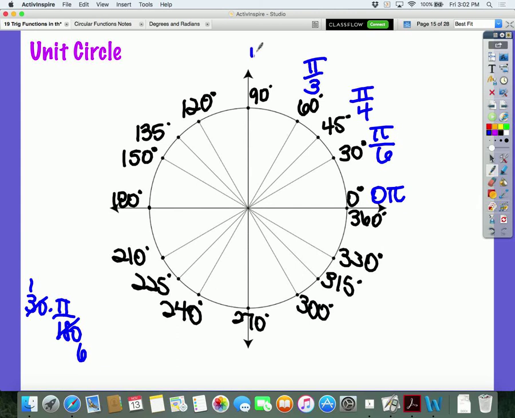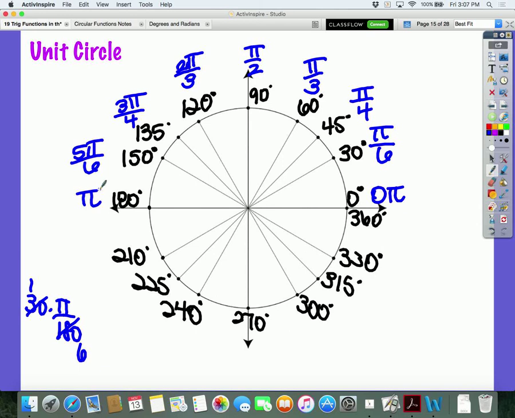Pi over 2. I want you guys to take the next minute, 2 minutes, maybe 3. I want you to keep going, give me the rest of the radians. This one is going to be 2 pi over 3. 3 pi over 4. 5 pi over 6. And this one is pi.